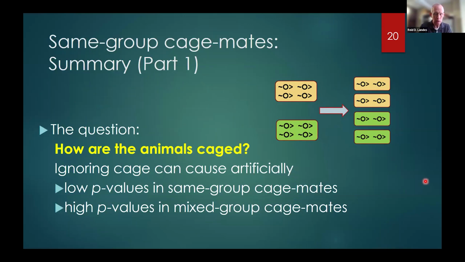So let's sum up on these same group cage mates scenario. When animals are group housed, they're going to become related. And if you have same group cage mates, you're opening yourself up for type 1 errors. It means your p-values are going to be too low. And if you have mixed group cage mates, well, then you're opening yourself up for type 2 errors, or p-values that are too high. So we should be asking, hey, how are you caging your animals?